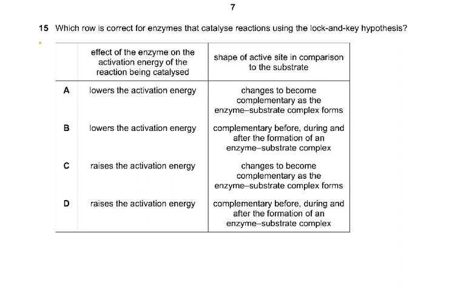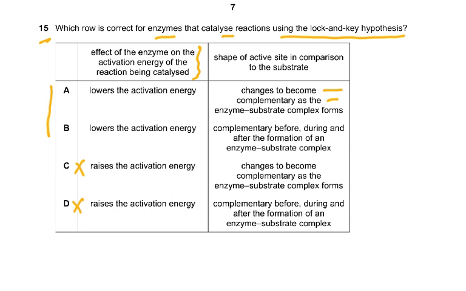Now, question 15: which row is correct for enzymes that catalyze reactions using the lock and key hypothesis? Of course, the first thing is the effect of the enzyme on the activation energy. We know that it lowers the activation energy, so it can only be this. So this is wrong and this is wrong. But now let's read this part: shape of the active site in comparison to the substrate changes to become complementary.